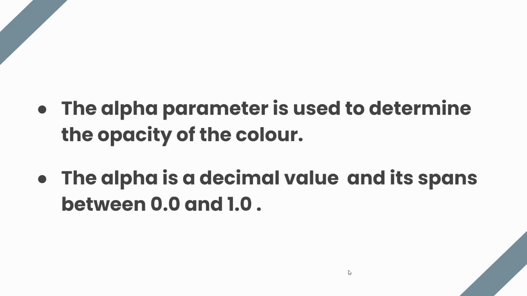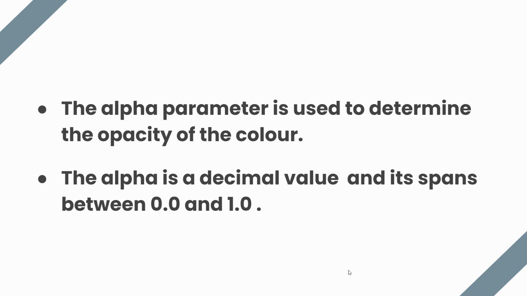As for the alpha parameter, it's used to determine the opacity of the color. By opacity, we are talking about how transparent the color would look. So basically, after you set the color you want with the rgb, the A there determines how transparent it's going to look, whether it's a color you can see through or not.